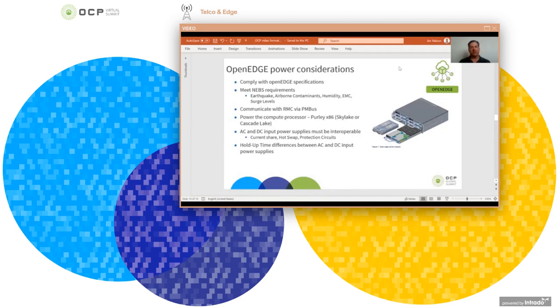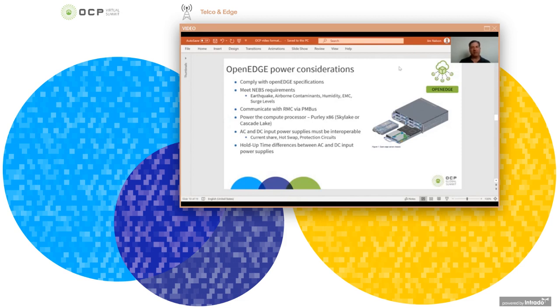So to comply with the specifications, it needs to meet NEBS. There also needs to be communication to the rack management controller. This is done over PMBus, which is very common for power supplies. In addition, the power supplies have to be able to power processors. So for example, on the Intel x86 family, we use the CRPS, which is Common Redundant Power Supply form factor designed by Intel.